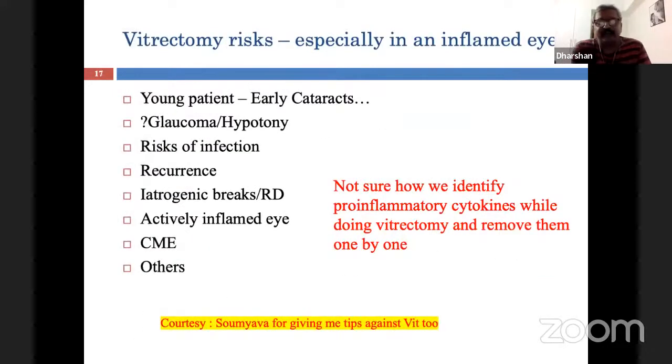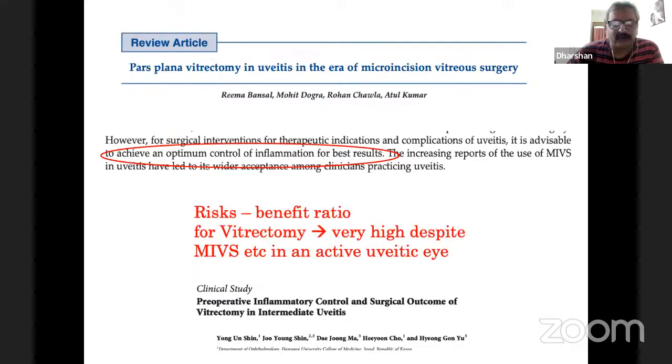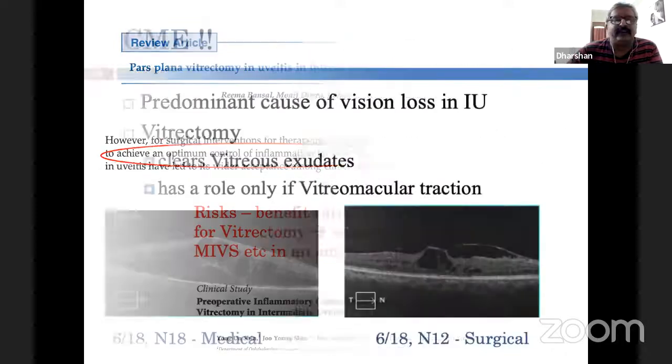And Soumya actually gave me enough tips against vitrectomy also, considering the risks of early cataracts in young patients. I really got to know that glaucoma is one of the major complications post-vitrectomy surgery, not hypotony. Risk of infection is there, and there is a big list of things. But I'm not sure how we identify the pro-inflammatory cytokines while doing vitrectomy and remove them one by one. Anyway, we have a very nicely written review article which says that ultimately it is important to achieve optimal control of inflammation for best results before planning vitrectomy. So it all says that the risk-benefit ratio for vitrectomy is very high, despite MIVS, in an actively uveitic eye.